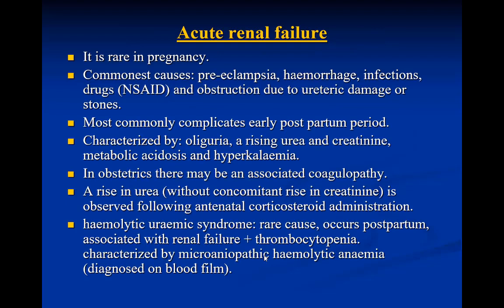We have another form of renal disease in pregnancy, which is acute renal failure. It is rare in pregnancy. Commonest causes: preeclampsia, hemorrhage, infections, drugs such as diclofenac and anti-inflammatories, and obstruction due to ureteric damage or stones. It most commonly complicates the early postpartum period, characterized by oliguria, rising urea and creatinine, metabolic acidosis, and hyperkalemia. In obstetrics, there may be associated coagulopathies.